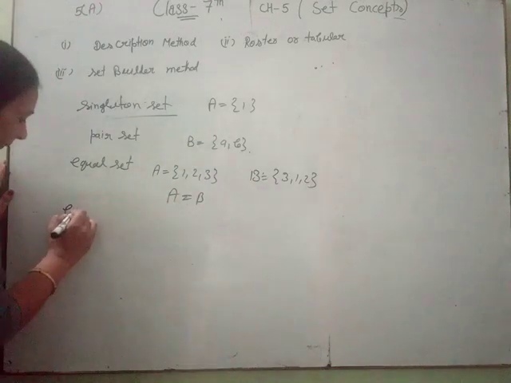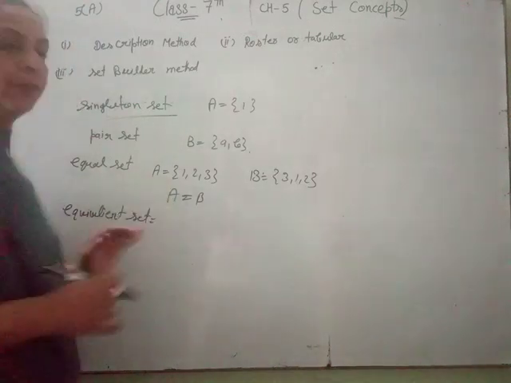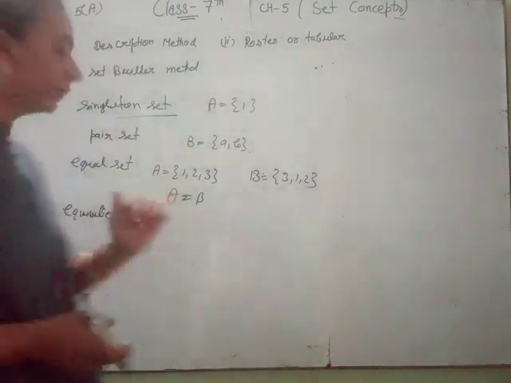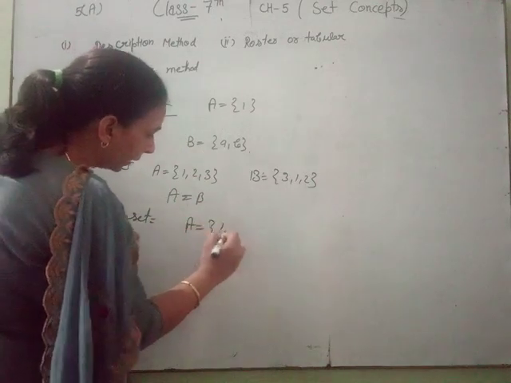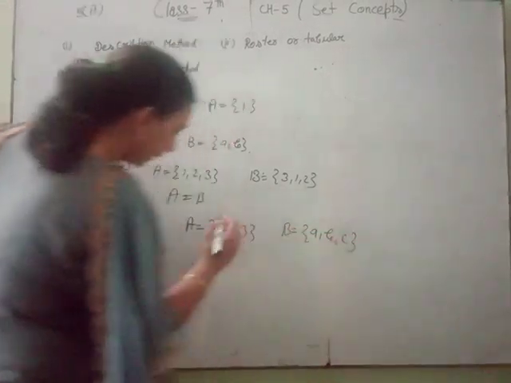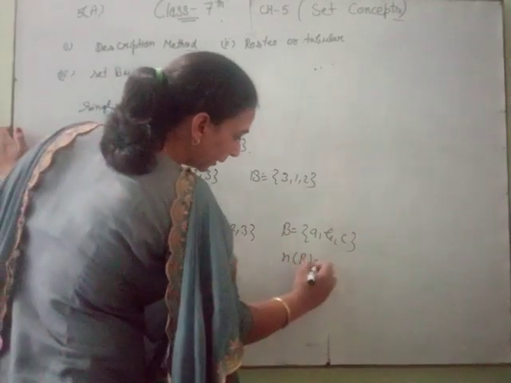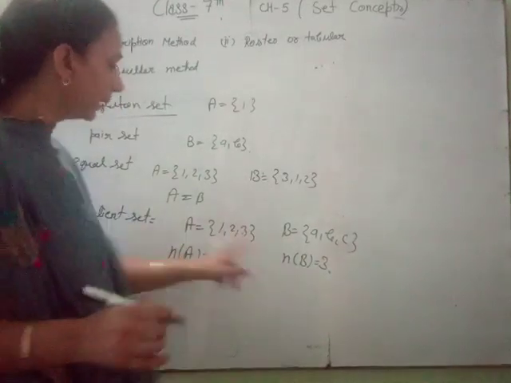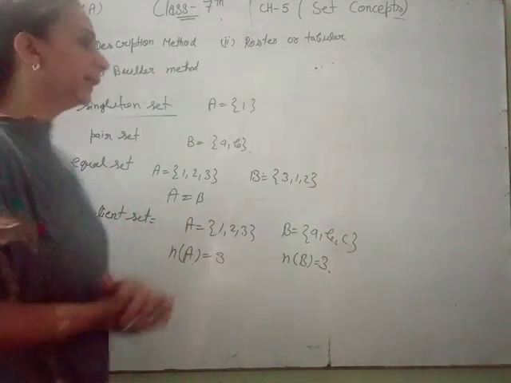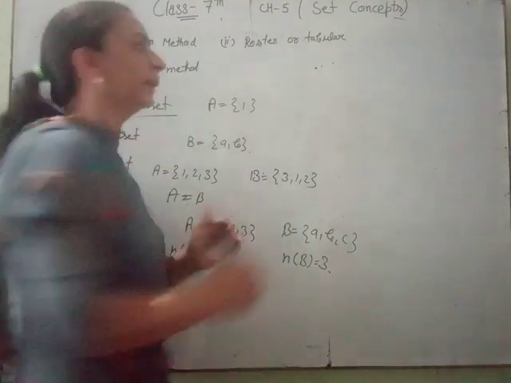But equivalent set. What is an equivalent set? If the cardinal number is the same but the members are not equal, for example, A has 1, 2, 3 and set B has a, b, and c. We know that the cardinal number of A is 3 and the cardinal number of B is 3. The cardinal number is the same but the elements are not the same, so this is an equivalent set. Okay, equivalent set. After that, disjoint or overlapping. First is overlapping.